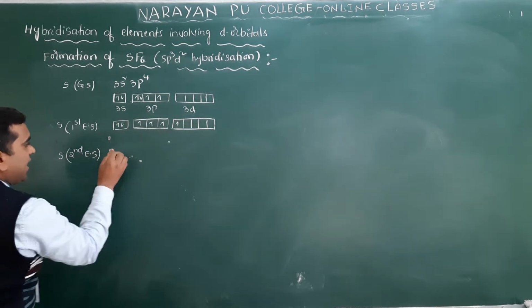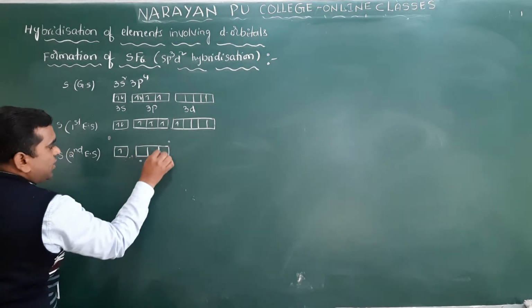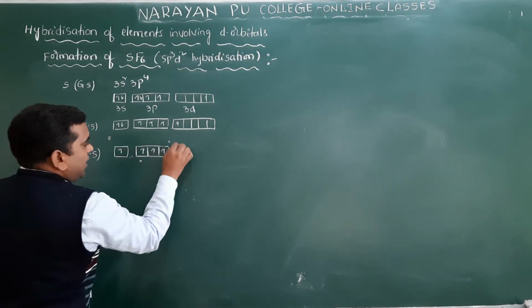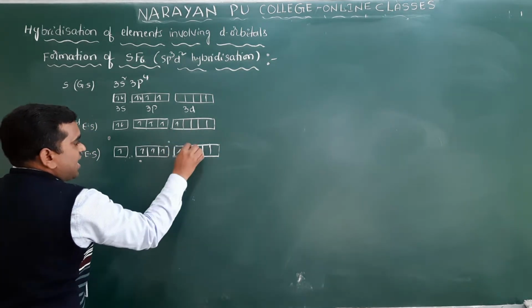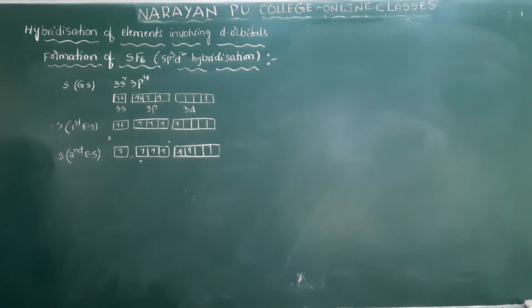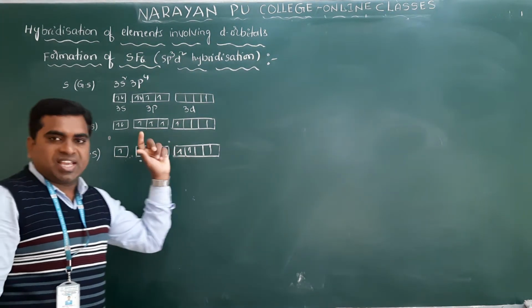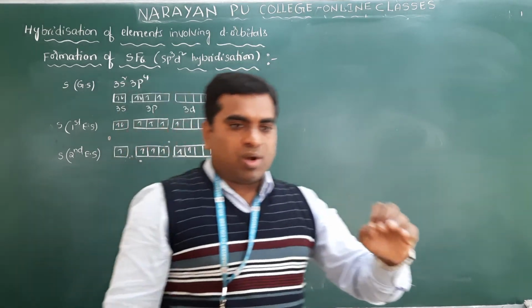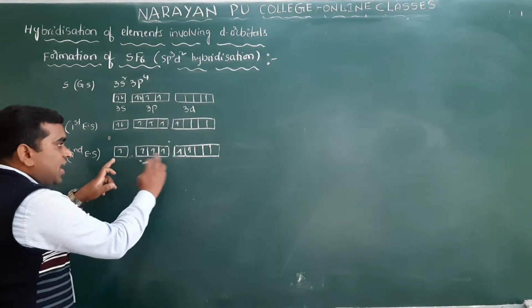This electron will enter into the d orbital. Means here 1, and here 1, 2, 3, and in the d orbital we have 5. Already one is there and one will come. Clear? So now these orbitals are involved in the what here? Bond formation. Clear?